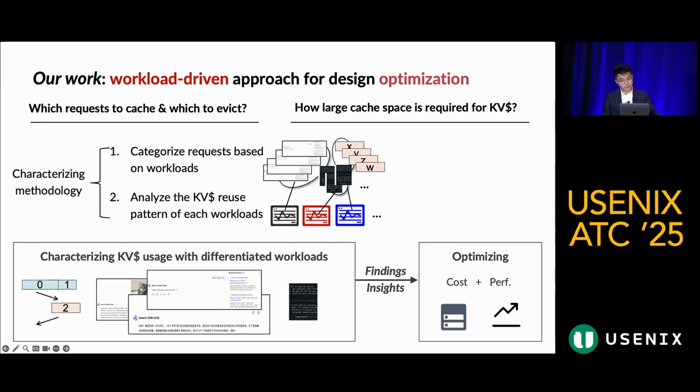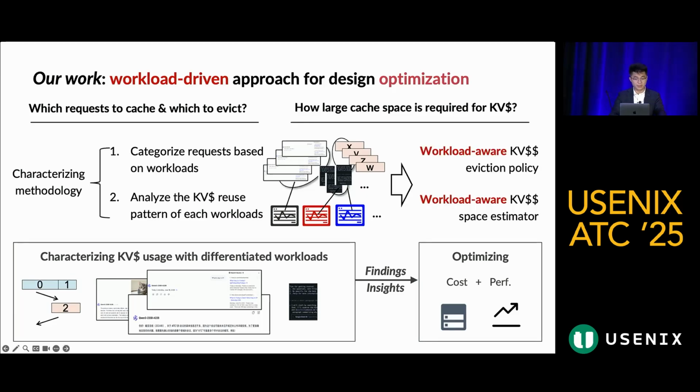Specifically, our characterization is conducted as follows. First, we categorize requests with the same signature as a workload. Second, we characterize the reuse pattern of each workload. Based on these patterns, we further propose a workload-aware KVCache eviction policy to retain KVCaches that are likely to contribute more hits. And we propose a workload-aware KVCache space estimator to accurately provision the cache space for each workload and thus minimize the cost of deploying the KVCache system.